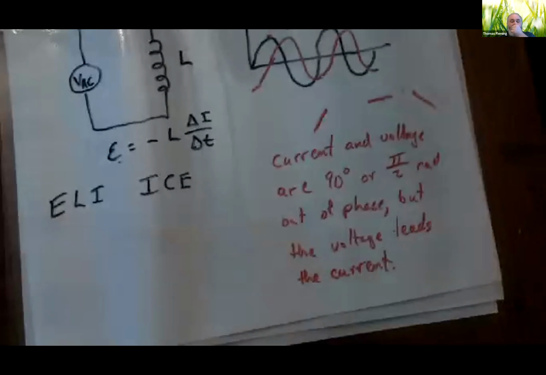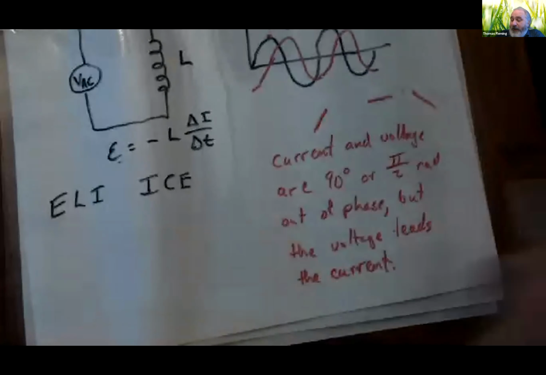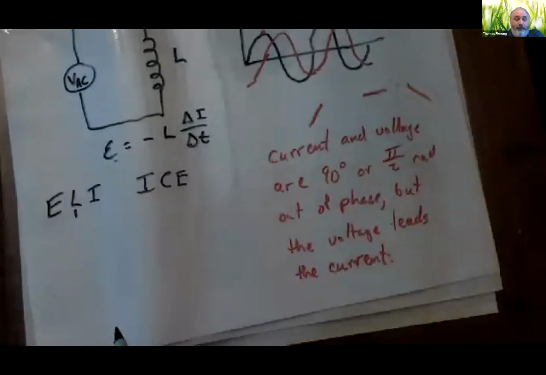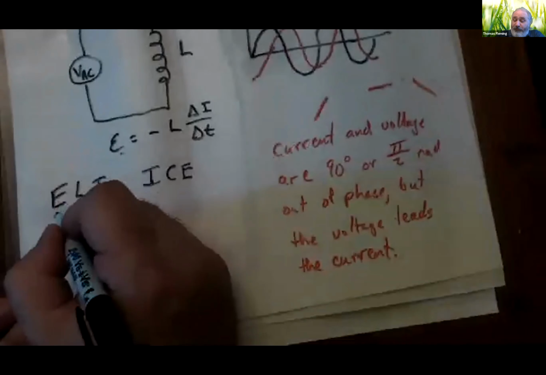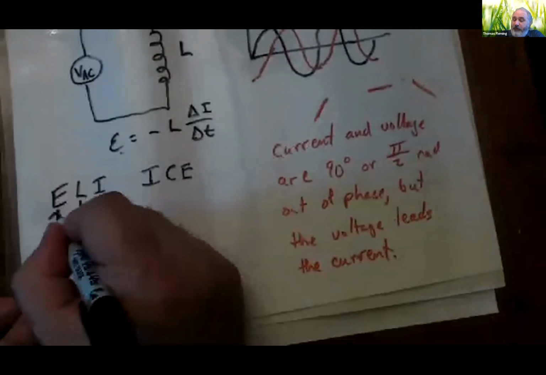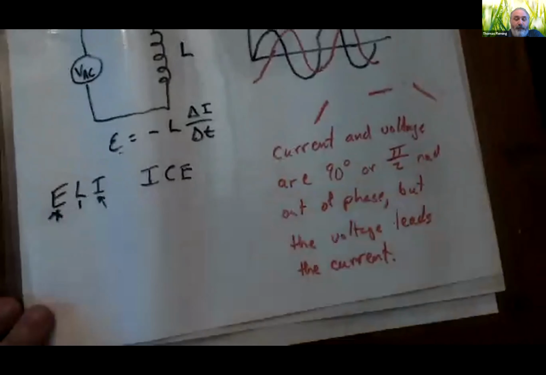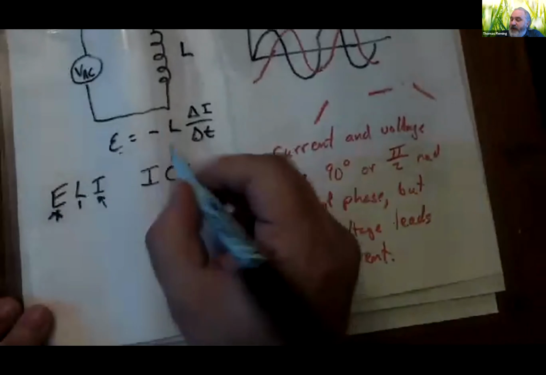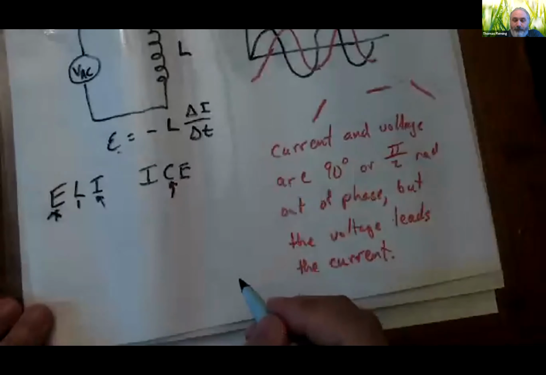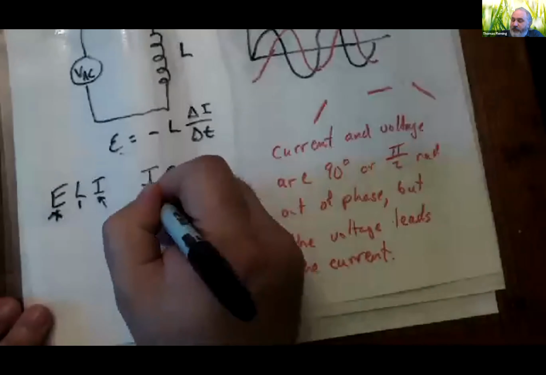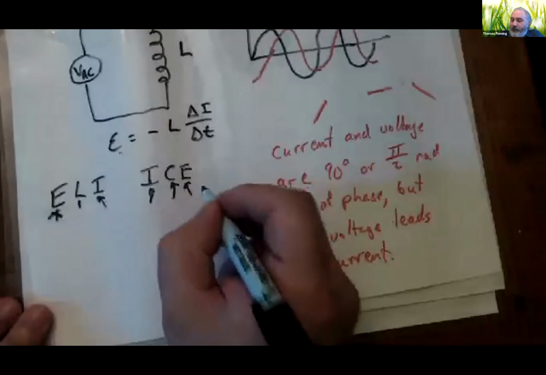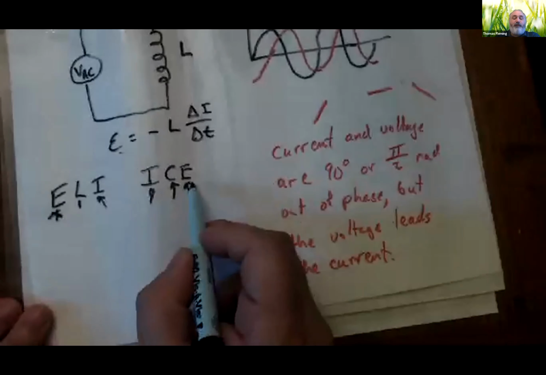This is how I keep it straight when I'm drawing these graphs. For an inductor L, the EMF or the voltage is going to lead the current. So the voltage came before the current. However, for a capacitor, the current is before the EMF or the voltage. So here, the current leads the voltage.